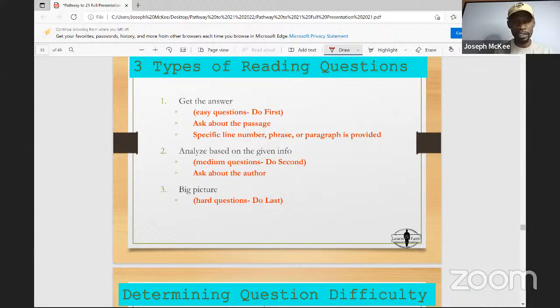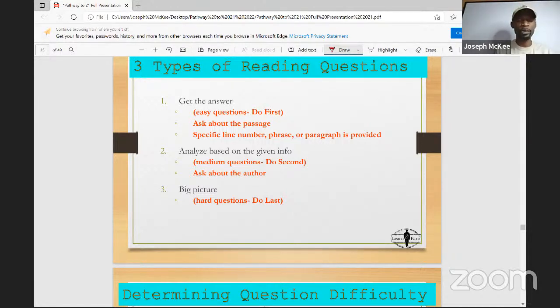So it's going to ask you about the passage. It gives you a specific line number, phrase, or paragraph. The second type of question asks you to analyze based on some given information. So they're going to say X, Y, Z. You're going to need to be able to go into the passage somewhere where you may have underlined that first sentence, and it's going to give you a support, and you'll be able to answer the question.